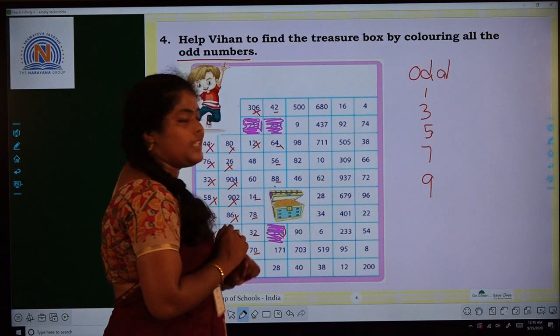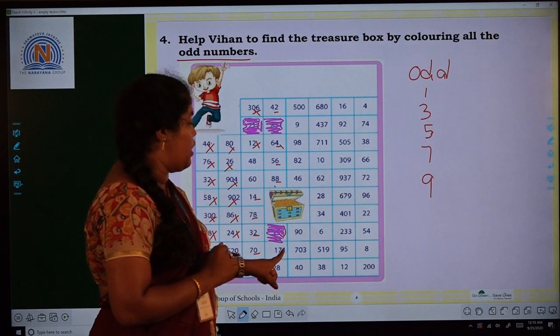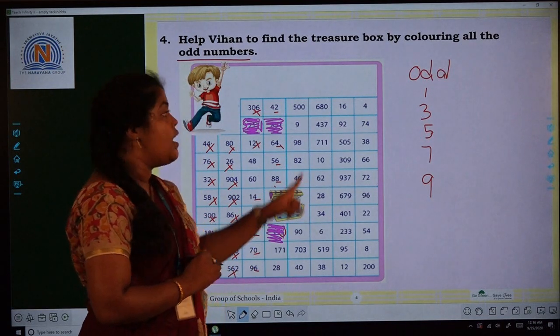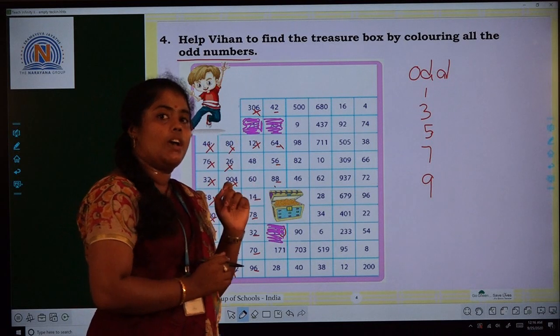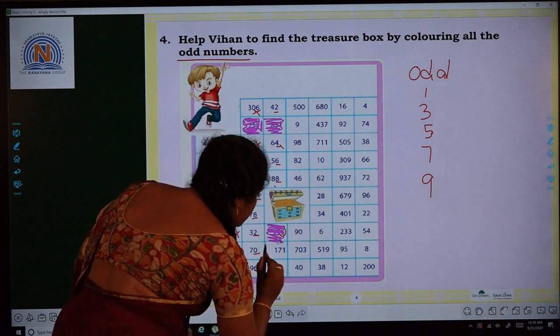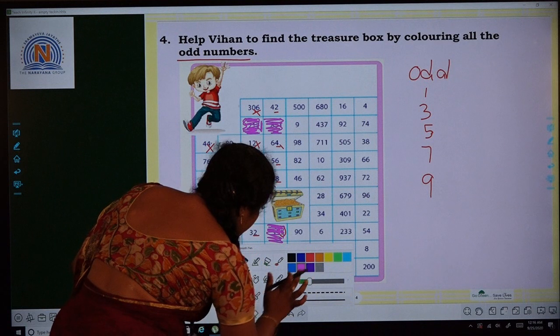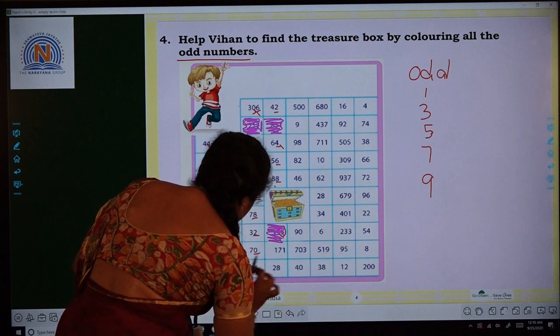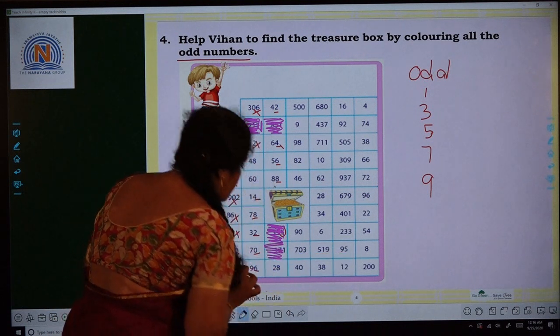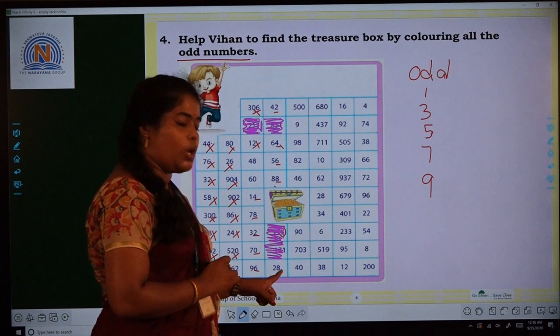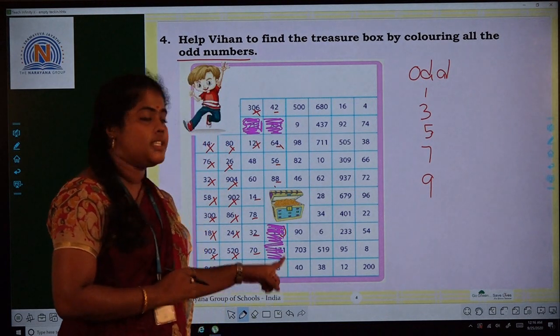Next, moving on to 171. Here also 1 is in the ones place. If 1 is there in the ones place, it is obviously an odd number. Next, moving on to 28. Is 28 an odd number? No. Why? Because in the ones place the digit is 8.